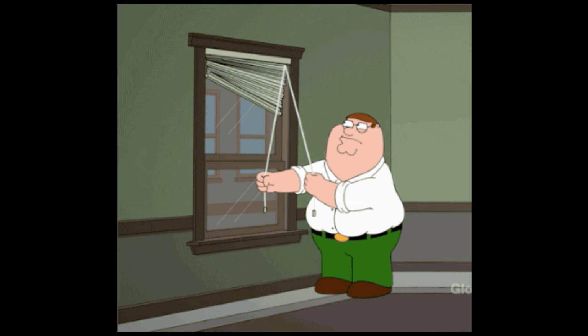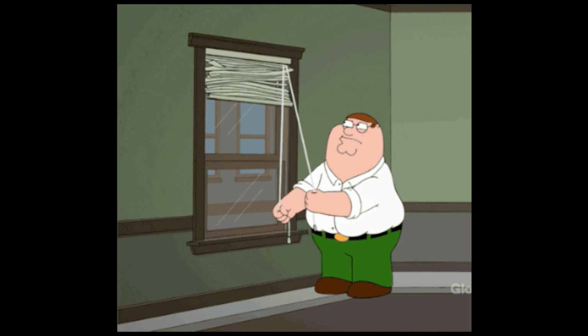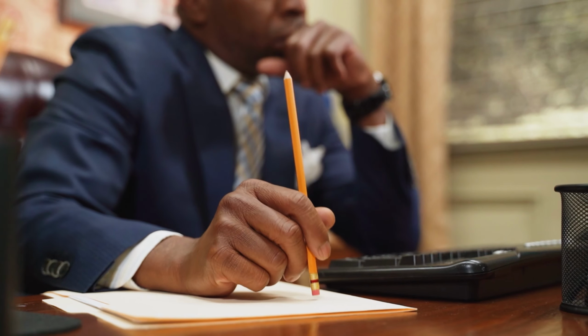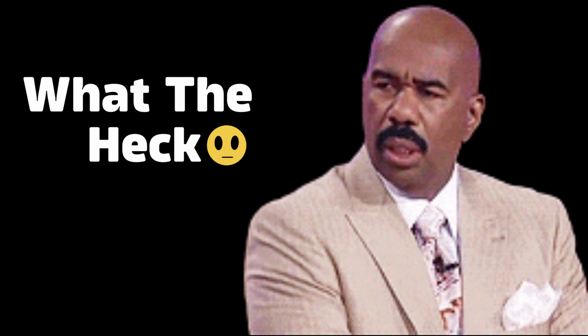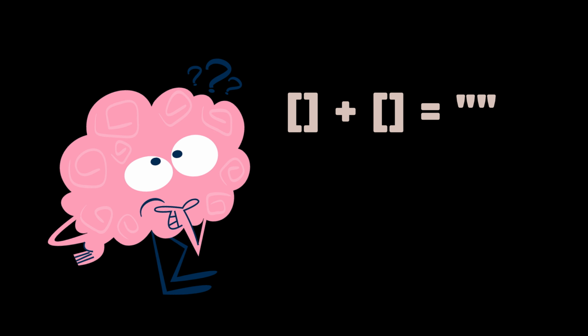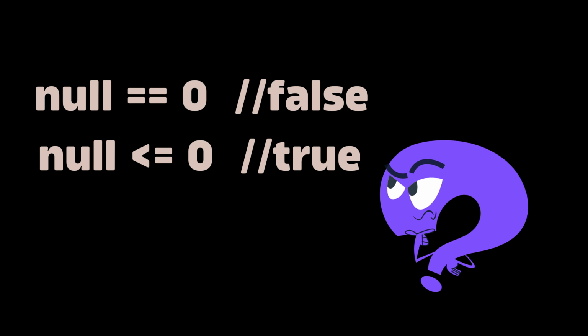JavaScript is like that friend who always does something weird, but somehow still works. It defies logic, breaks expectations, and yet the entire web relies on it. Have you ever looked at JavaScript and thought, what the actual heck is going on? Why does an empty array plus an empty array return an empty string? Why does null equal to 0 return false, but null less than or equal to 0 returns true?